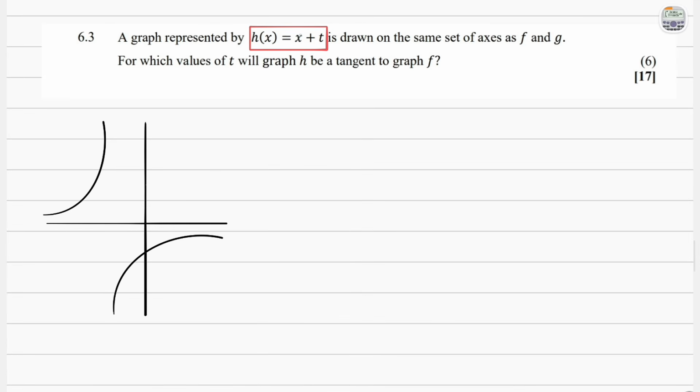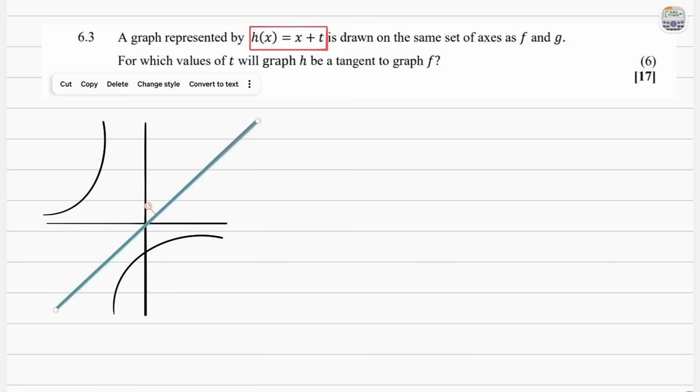Now its gradient is 1. y equals mx plus c. We can see that the coefficient of x is 1. So it means that that graph is going to look like this, like that y equals x graph. But now t has to still be determined.